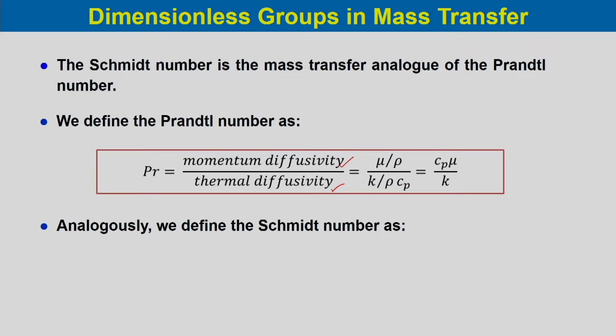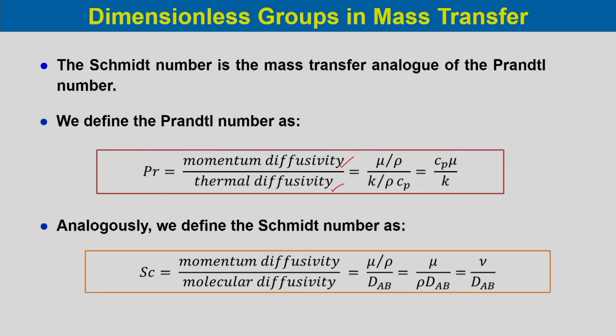Similarly, analogously we can write the Schmidt number in case of mass transfer, which is momentum diffusivity divided by the molecular diffusivity. So, momentum diffusivity mu by rho divided by the molecular diffusivity DAB. So, we can write mu by rho DAB or nu by DAB. So, this is the Schmidt number, and the analogous number in heat transfer is the Prandtl number. Okay.